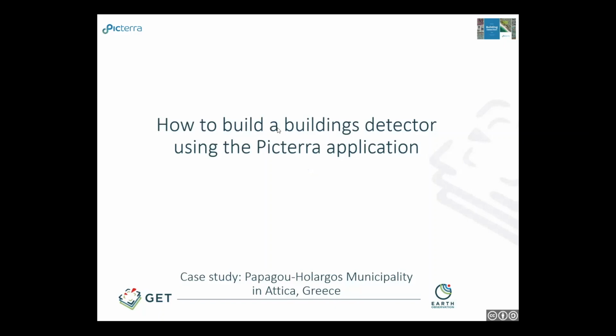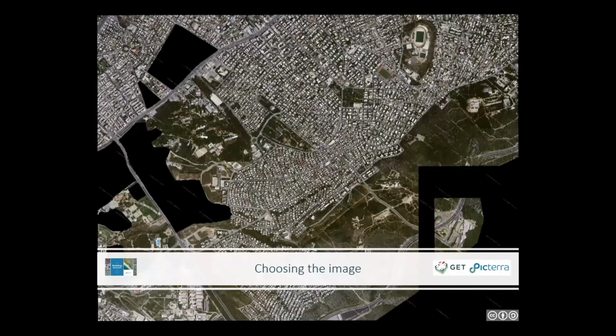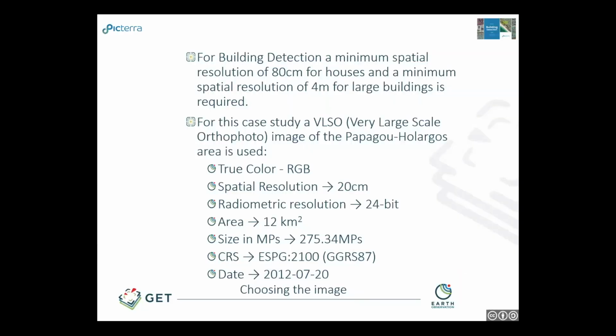At first, I will talk about the image that we chose. As it was stated on the Picterra website, for building detection, a minimum spatial resolution of 8 centimeters for houses and a minimum spatial resolution of 4 meters for large buildings is required. For our case study, a very large-scale orthophoto image of the Papagou-Cholargos area was used. The image is true color.